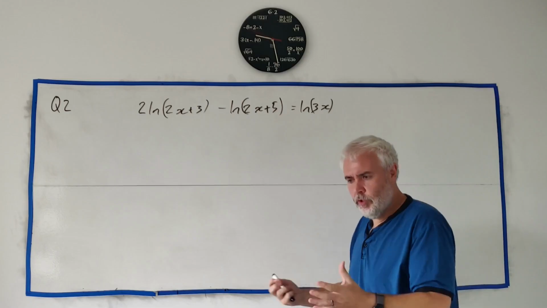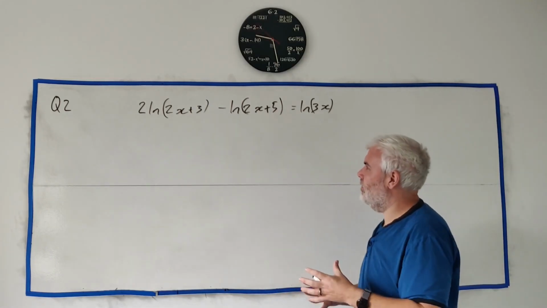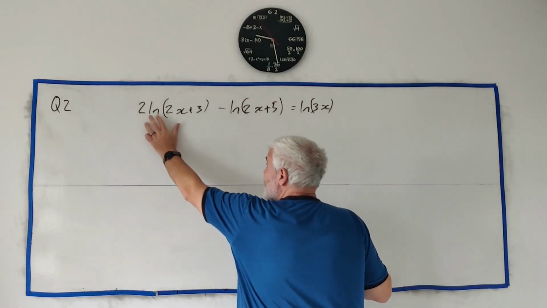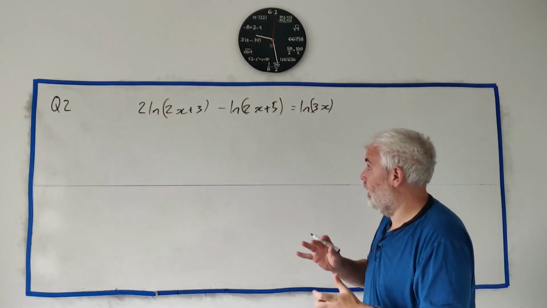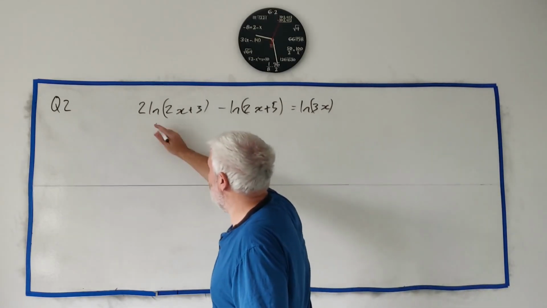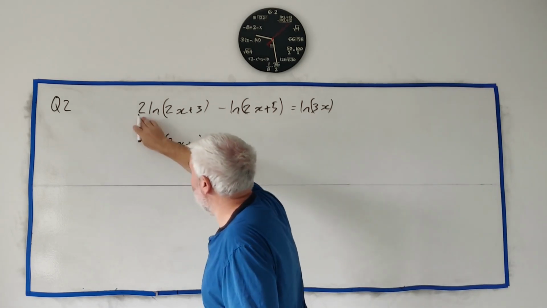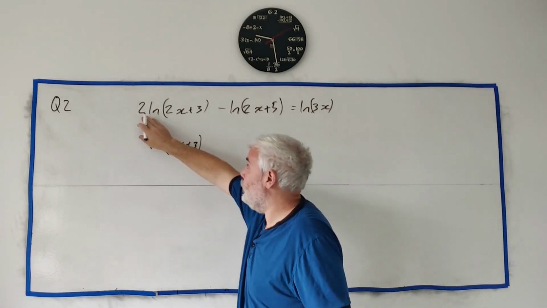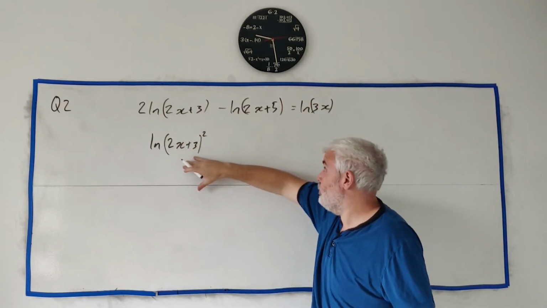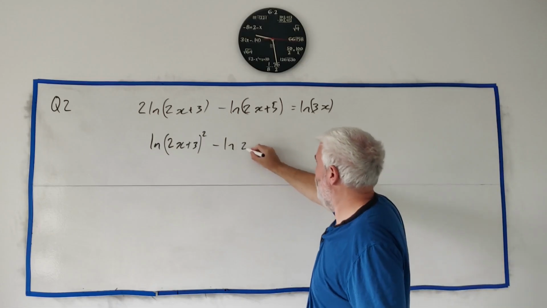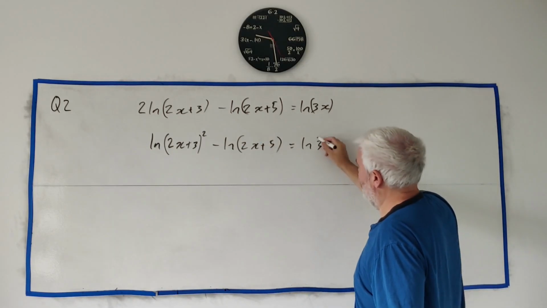We have a rule for 2 logs taking away from each other. They turn into divide inside their function. But this isn't a pure log. It's 2 multiplied by a log. So that's the first one I'd want to deal with. This whole line can be turned into natural log 2x plus 3 squared. That 2, there's a rule for that. Anything multiplying outside a log can come in and become the power of the subject of it. And then we take away natural log 2x plus 5 equals natural log 3x.